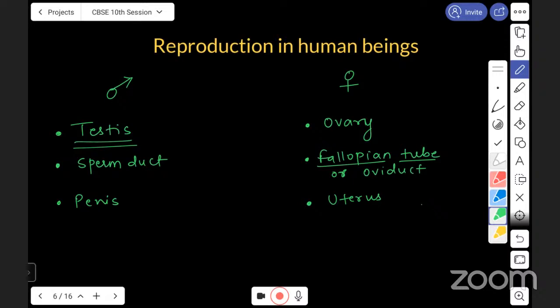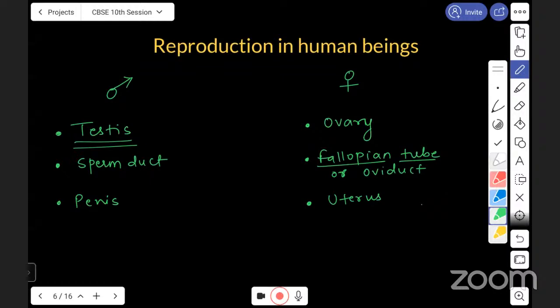So that if fertilization occurs, then proper nourishment will be given to the embryo, right? So this is how the uterus prepares. It becomes thick, it becomes spongy, the inner linings become thick, it is supplied with blood vessels, right?